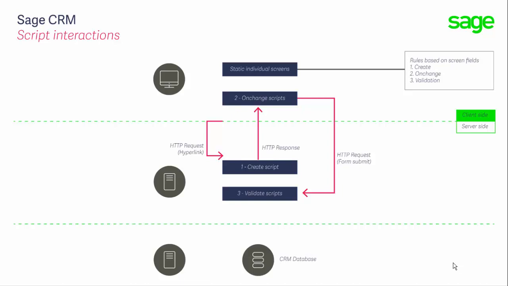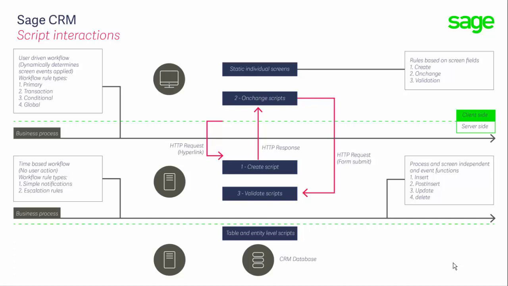So each field within the screen can have a validate script associated with it. The validation or validate rule checks the quality of the data to make sure that the data doesn't break any business rules. And if the data is not good, then the validate rule will block the insertion into the database. So that's the idea of it being a restrictive rule.